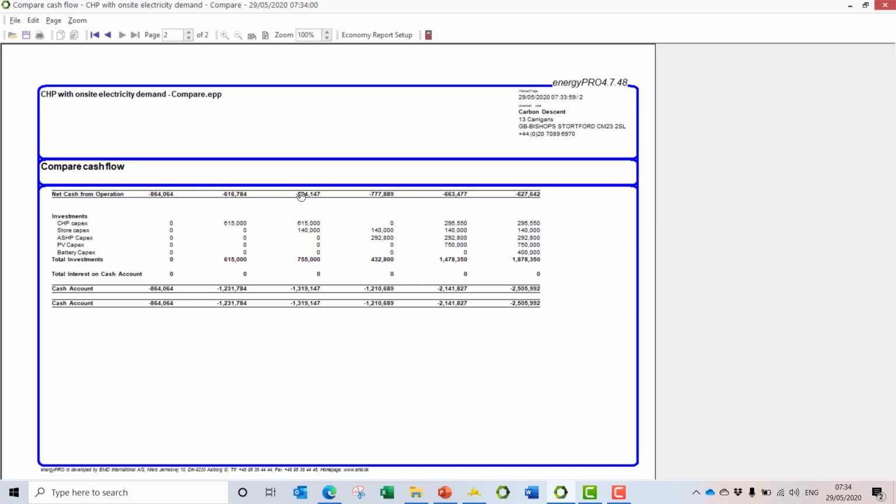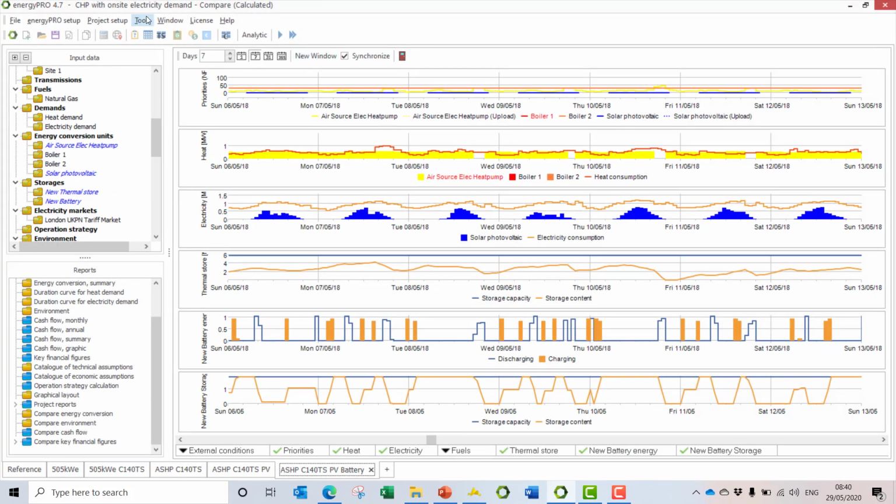CHP actually with the thermal store giving us the best OPEX picture, but air source heat pump and the PV and battery scenario is also improving things over our reference case. So we've got investments here. So let's now look at some more financial results.